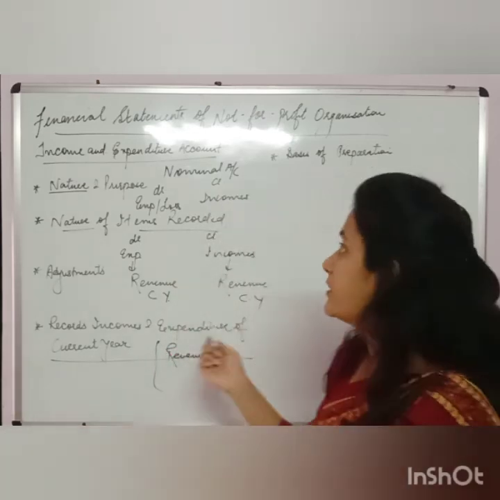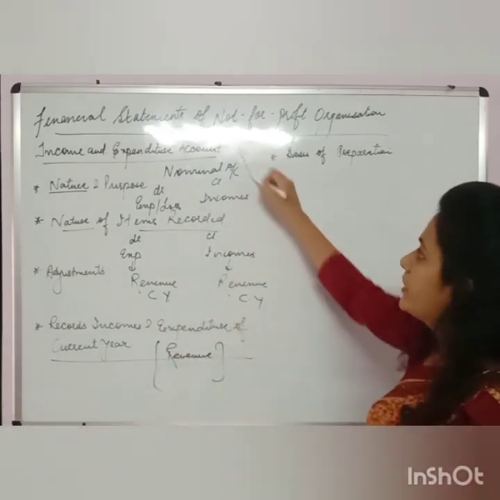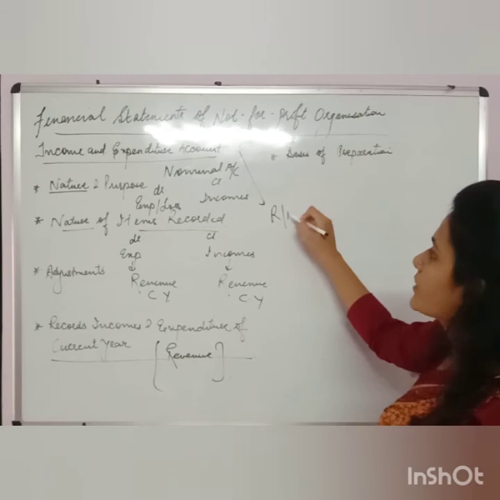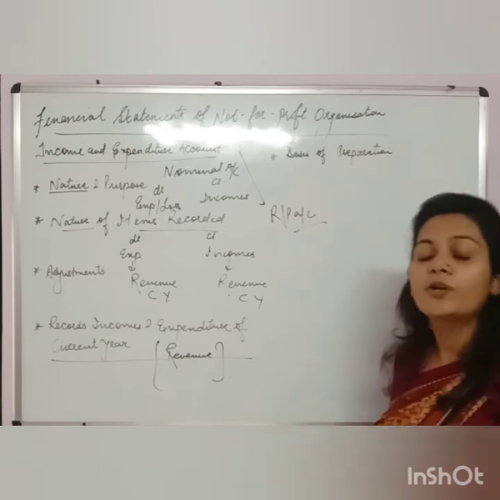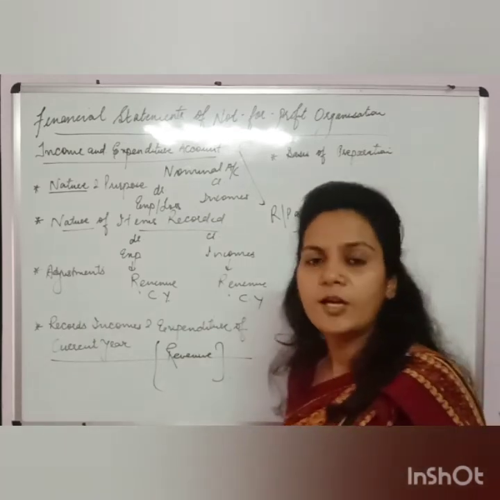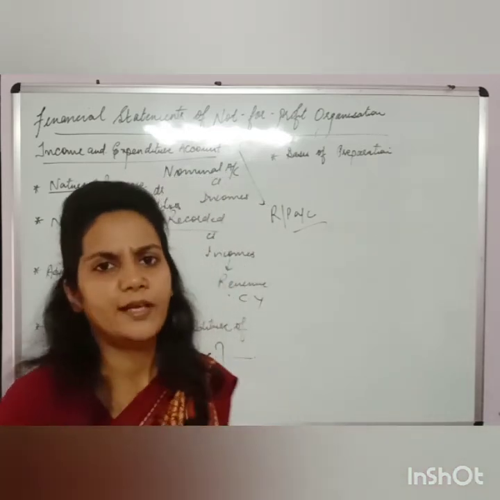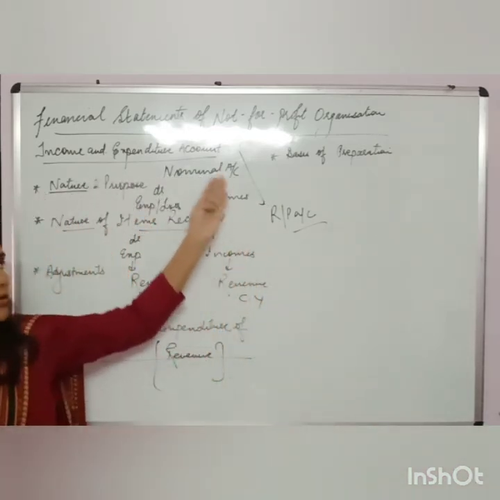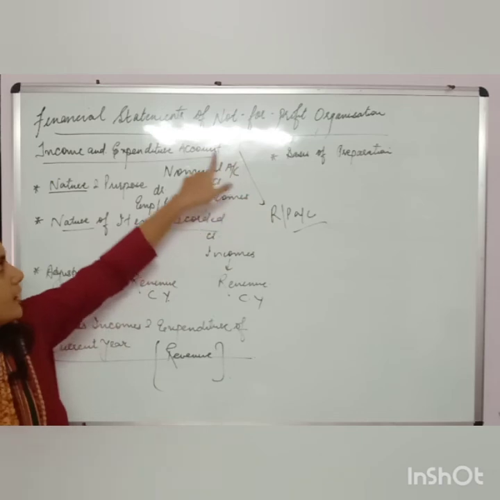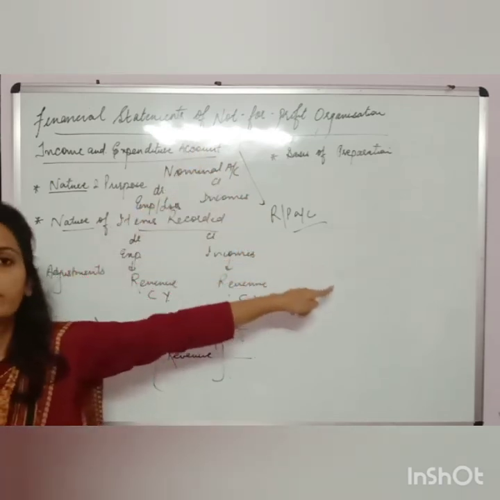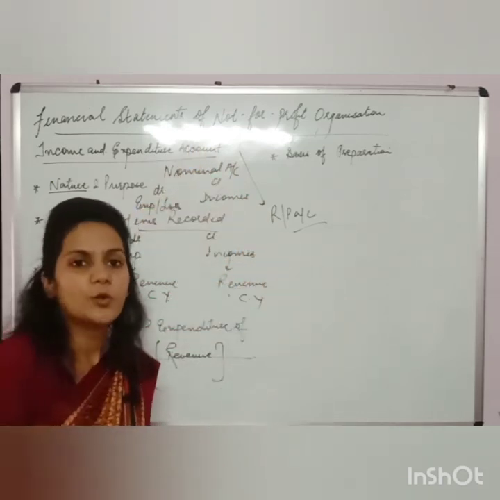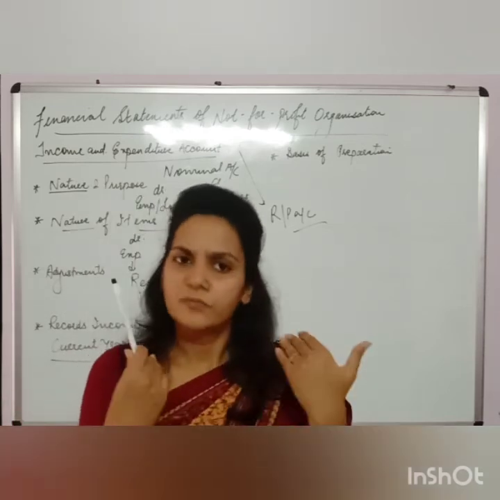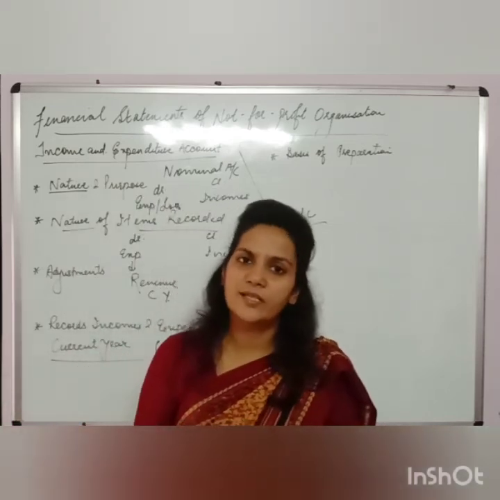But here in this chapter, income and expenditure account is prepared from receipt and payment account. We don't make trial balance here, okay, because it is not a financial company, right? So we don't make any trial balance here. So here income and expenditure is prepared on the basis of receipt and payment. So I hope the meaning, the features of these financial statements are clear to you.